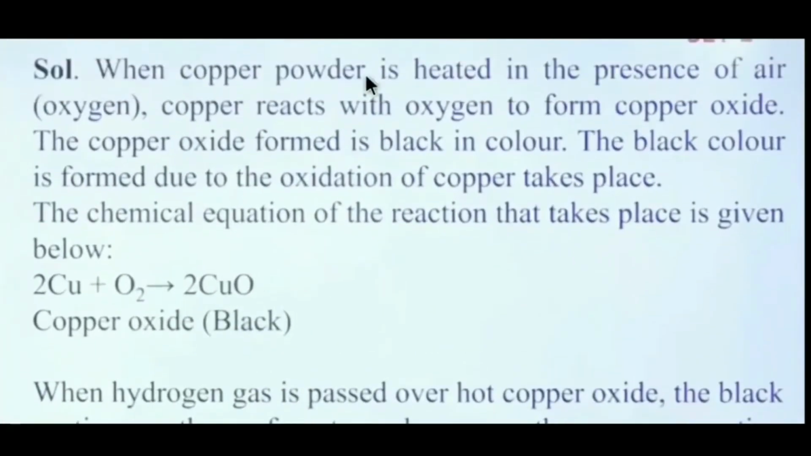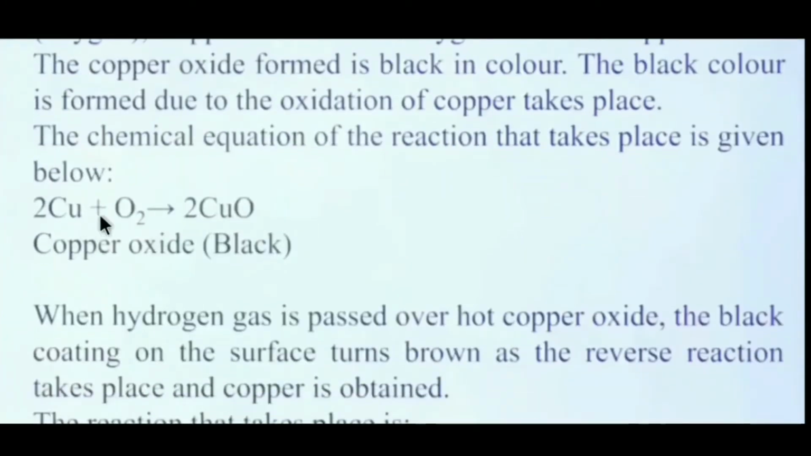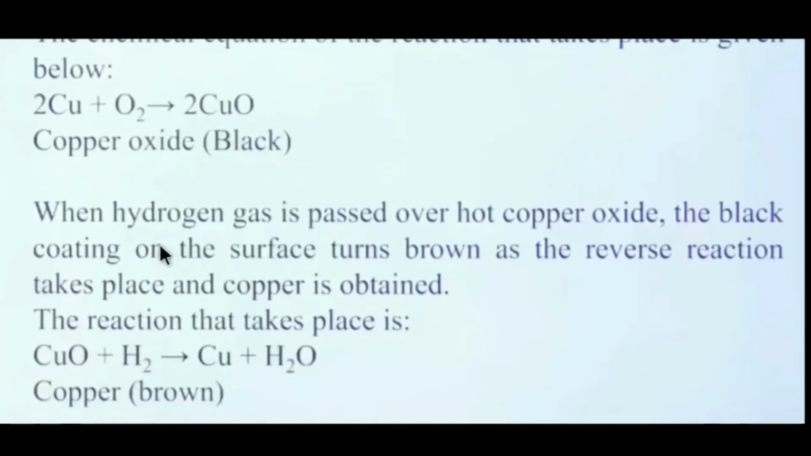So the answer is: the copper powder is heated in the presence of air, oxygen. Copper reacts with oxygen to form copper oxide. The copper oxide formed is black in color. The black color is formed due to the oxidation of copper. The chemical equation of the reaction that takes place is given below. 2Cu plus O2 gives 2CuO, copper oxide, black.